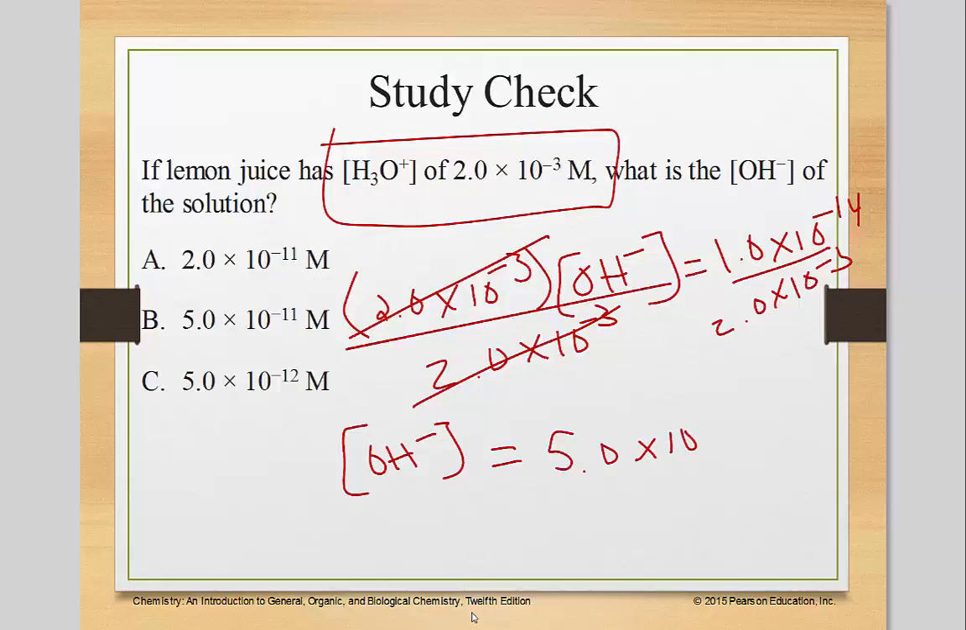Once again, you're going to put that in the calculator. 1.0 EE or EXP negative 14 divided by 2.0 EE or EXP negative 3. Never, ever, ever type in times 10, negative 13. You will always get it wrong if you do that. And that's how you calculate the concentrations.